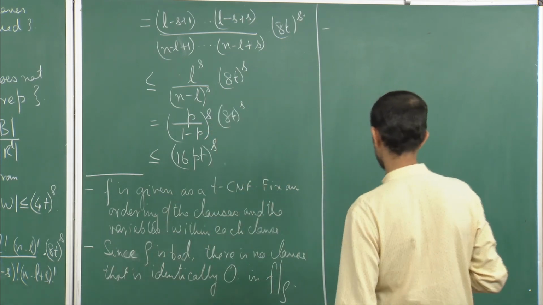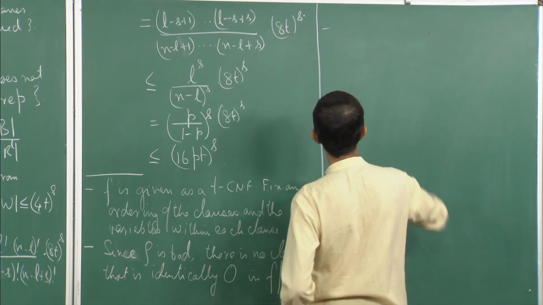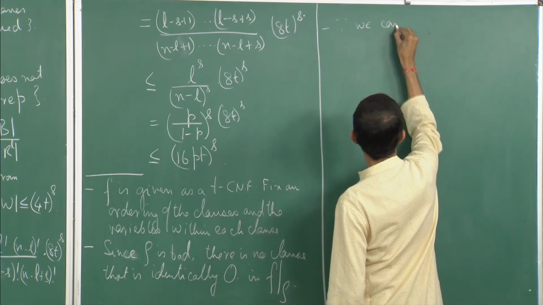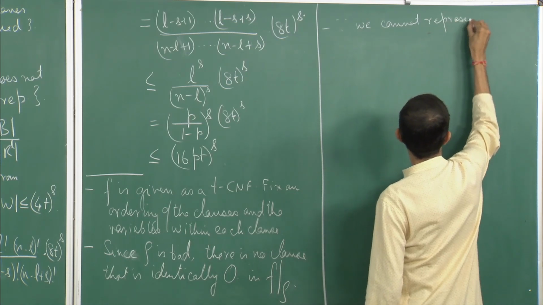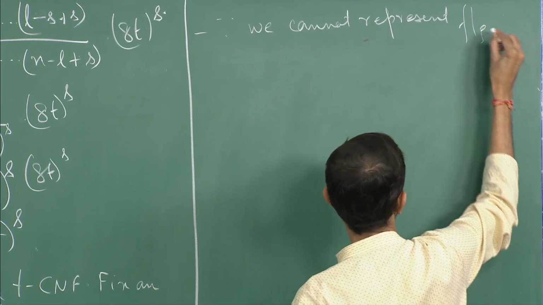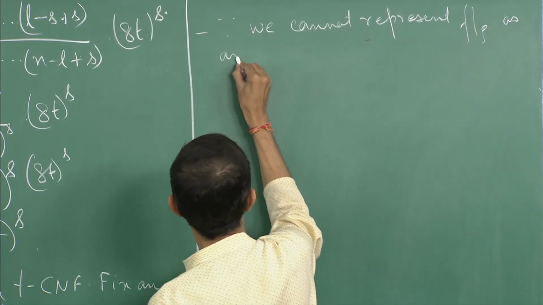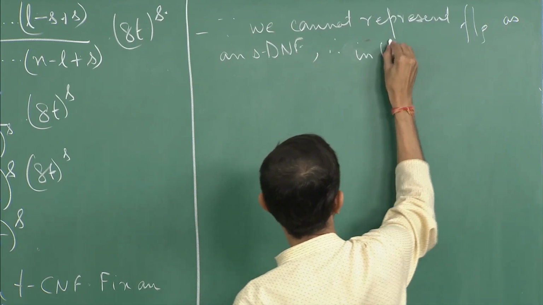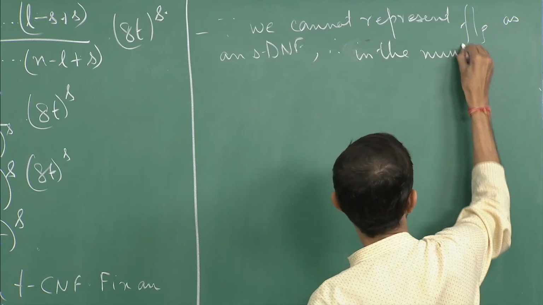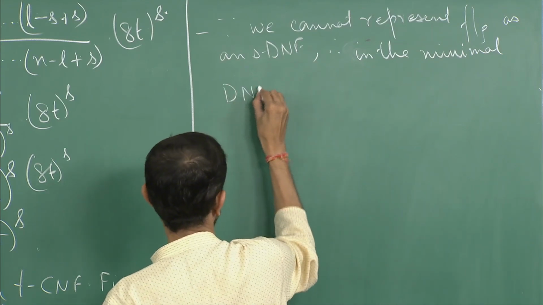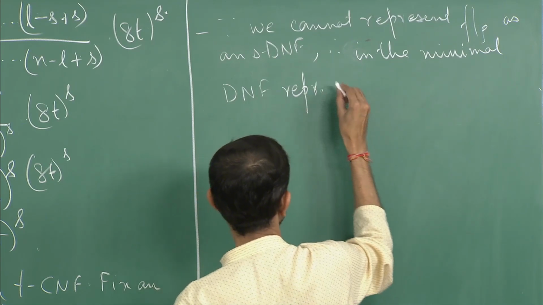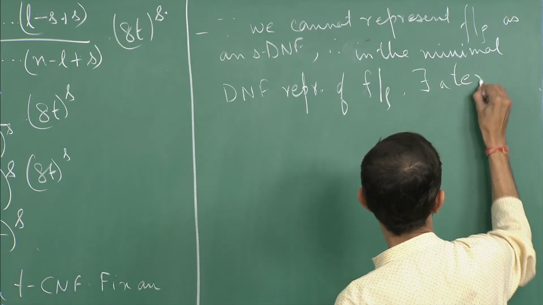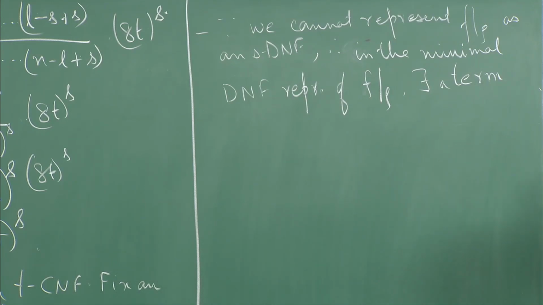f restricted to rho actually. Okay. Now, since we cannot represent f restricted to rho as an S-DNF, therefore in the minimal DNF representation of f restricted to rho, there exists a term whose size is how much.